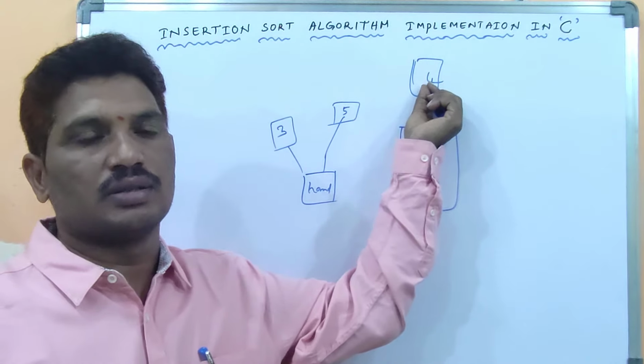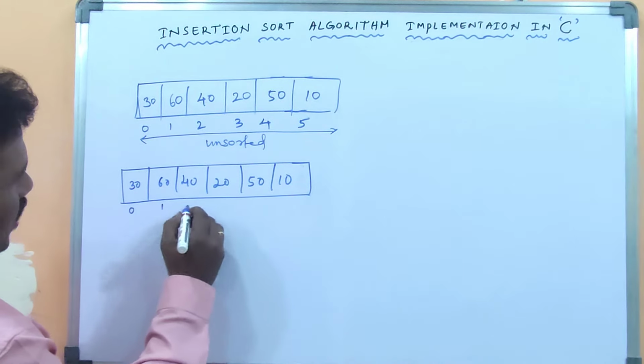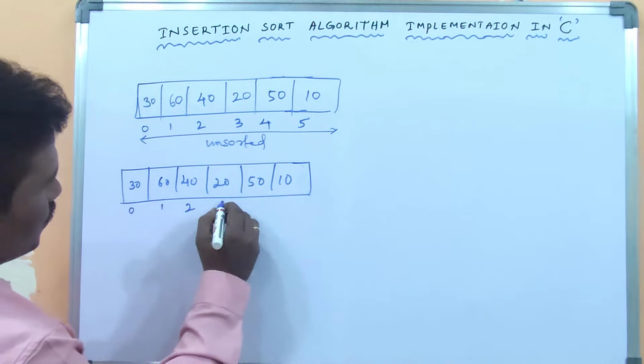First, you have nothing in your hand. You take the first card, the first element. Then the array is 30, 60, 40, 20, 50, 10, with indices 0, 1, 2, 3, 4, 5.